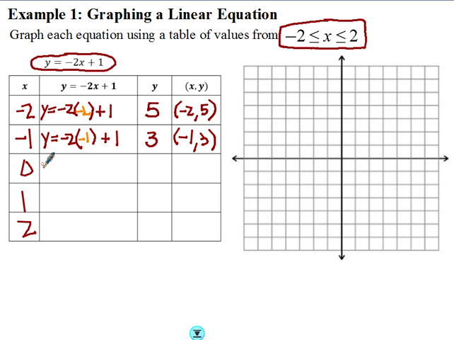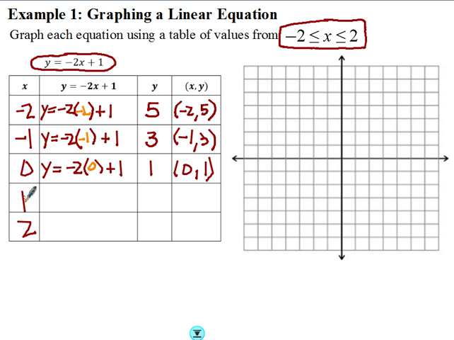And the next one, y equals negative 2 times x, but instead of x, this time x is 0, so it'll be plug in 0 here, and plus 1. 2 times 0 is 0, 0 plus 1 is 1. So our next point is 0, comma 1.